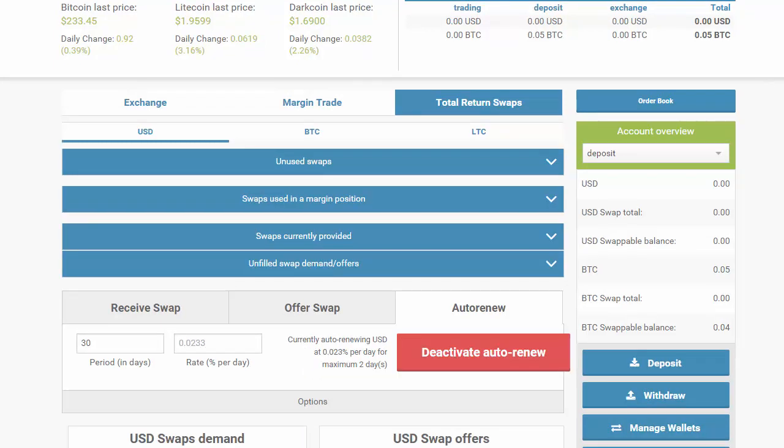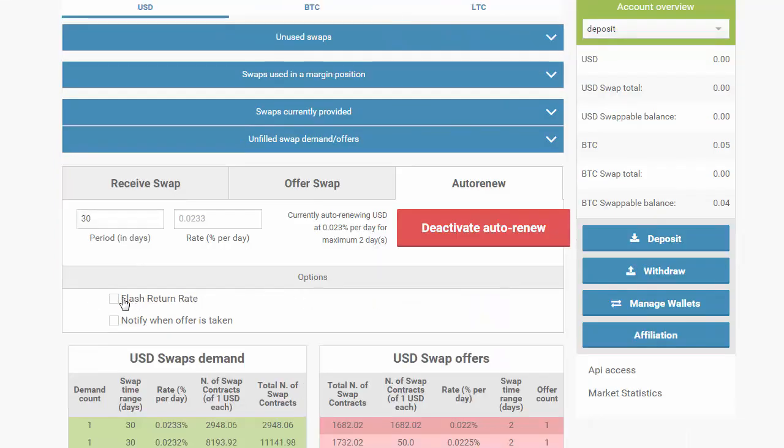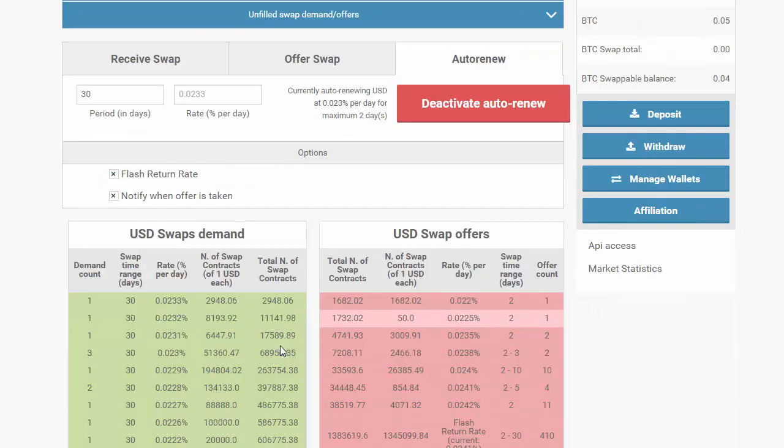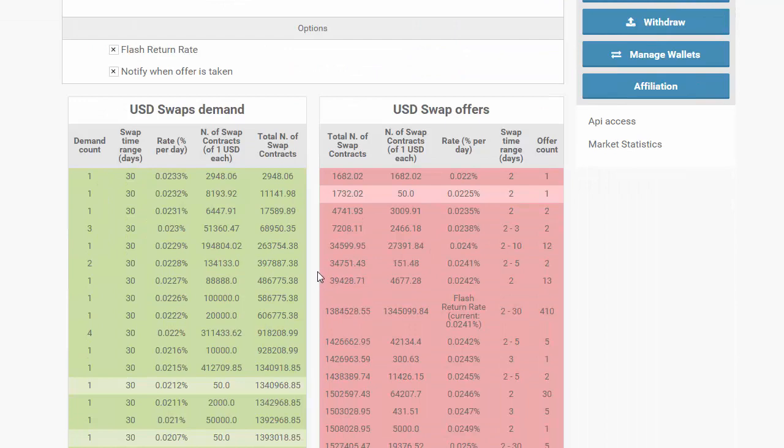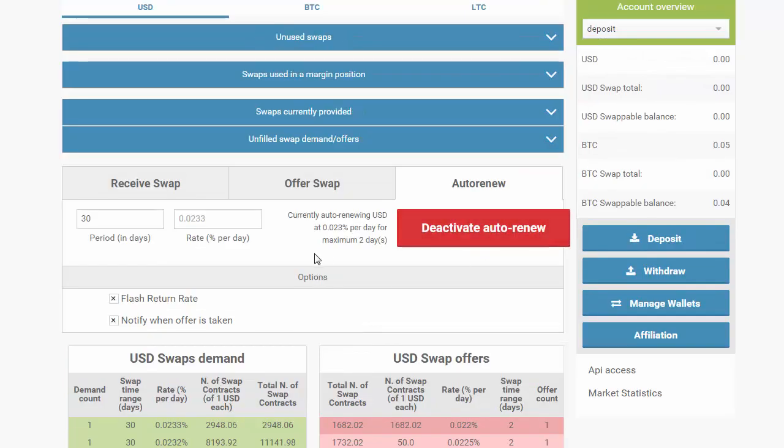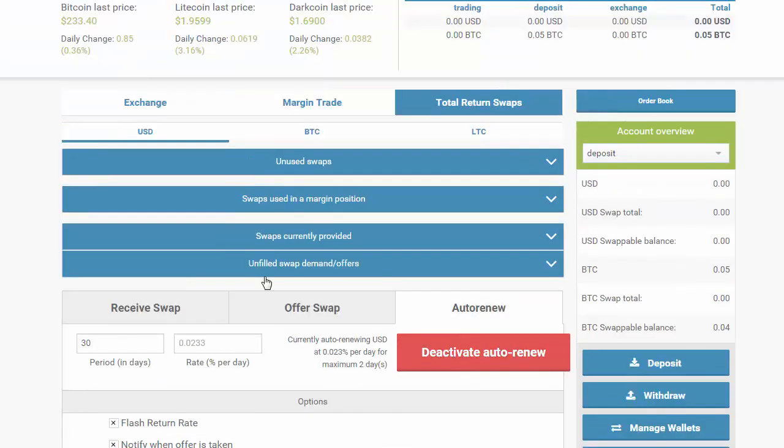An important part of the Auto Renew feature is this option below where you can offer a flash return rate, which is automatically calculated based on the averages of the top 4 or 5 or something. And it's also good to be notified when your offer is taken. There's a lot of different cash being offered here, and so my little offer of the minimal amount may not actually be taken up by somebody. I'm not sure how this part is balanced in the back end.